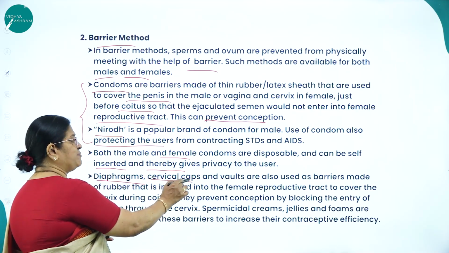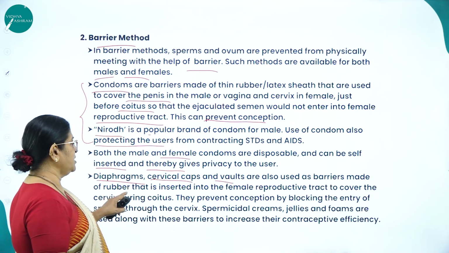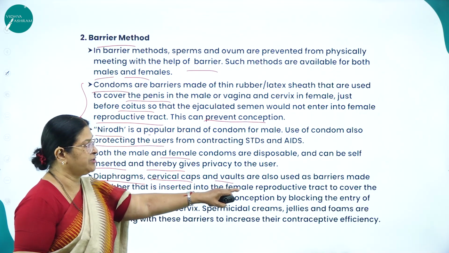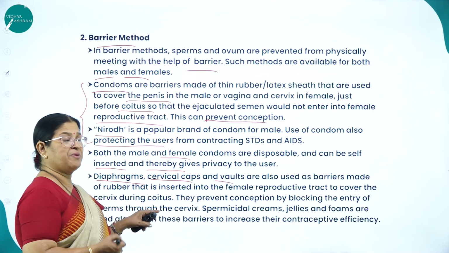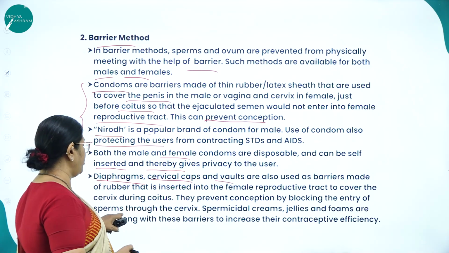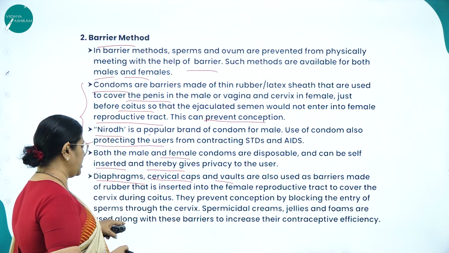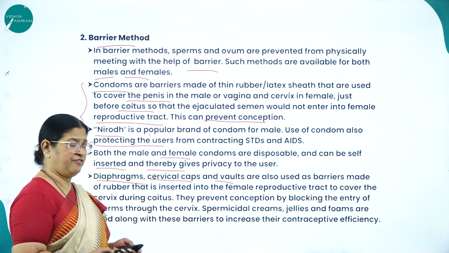Diaphragm, cervical caps and vaults are also used as barrier methods, which are nothing but made up of rubber that is inserted into the female reproductive tract to cover the cervix during coitus. So what is this method doing? It is going to prevent conception by blocking the entry of sperms through the cervix. Spermicidal creams, jellies and foams are used along with these barriers to increase their contraceptive efficiency.